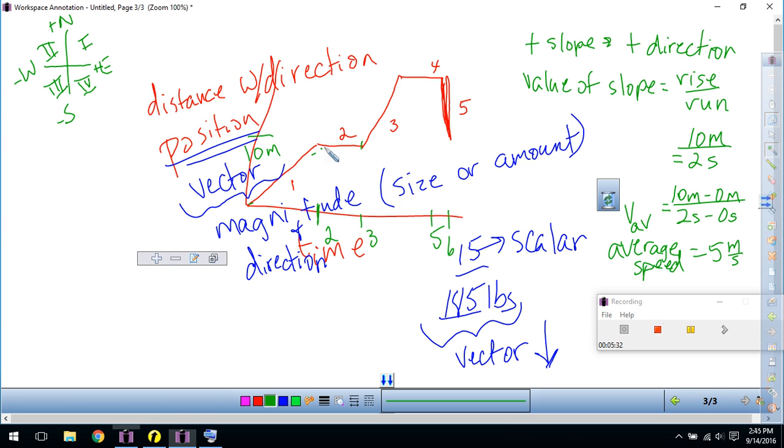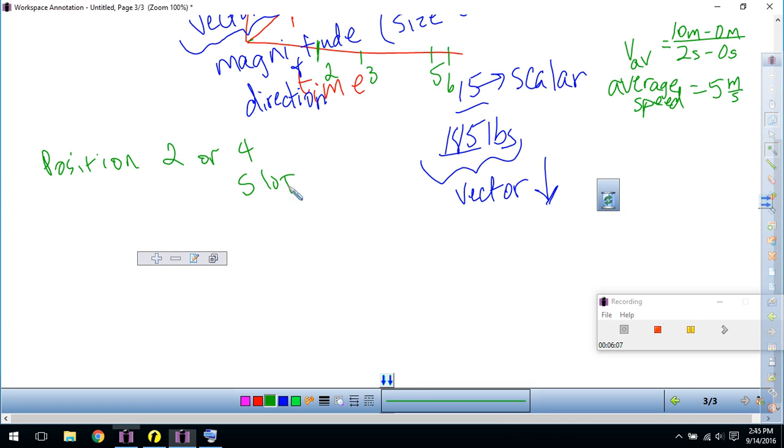Okay, here, my pen will write, and here there is no change in position. So for position 2, or 4, the slope is 0. So no motion occurred, just standing still. All right, that's all that's telling you, is no motion occurred.